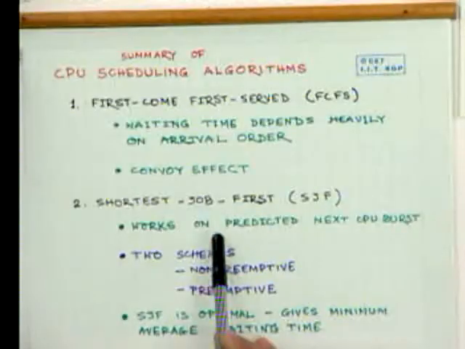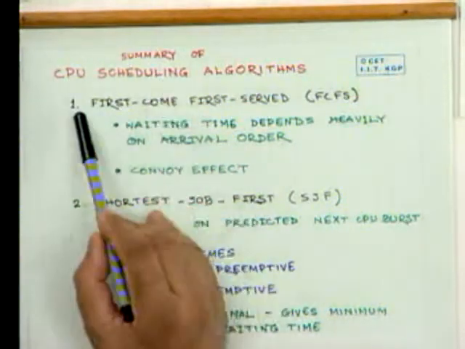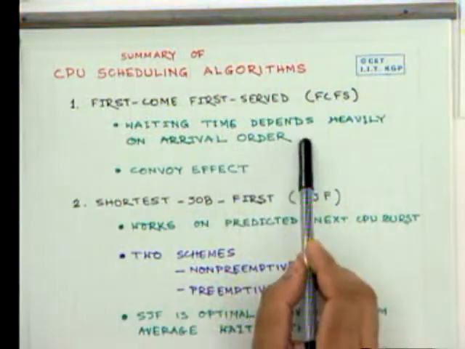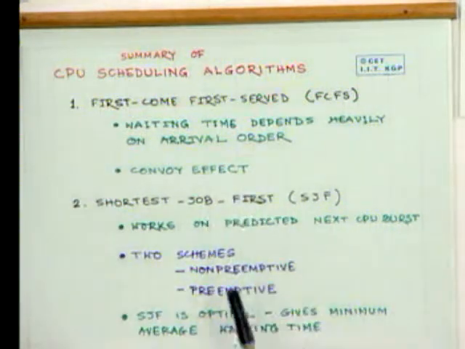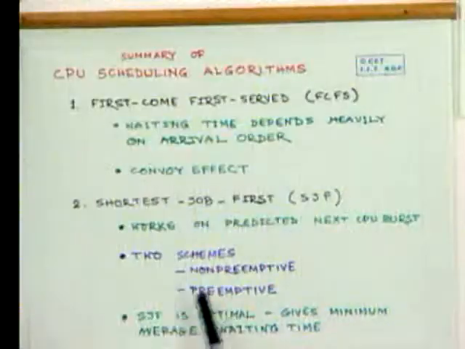Now let us make a summary of all the scheduling algorithms and see the criterion. The first one is first come, first served. Here the waiting time depends heavily on the arrival order, as we have seen, and there can be a convoy effect. By convoy effect we mean that short processes will queue up behind a long process, which may lead to either the CPU being idle or the IO being idle. That's the convoy effect.